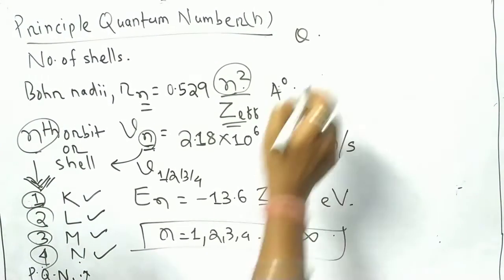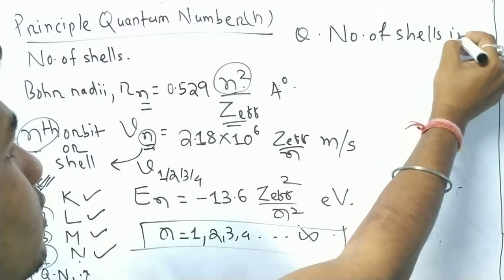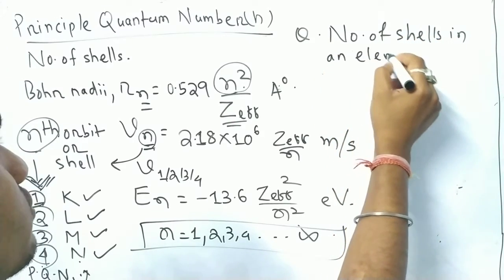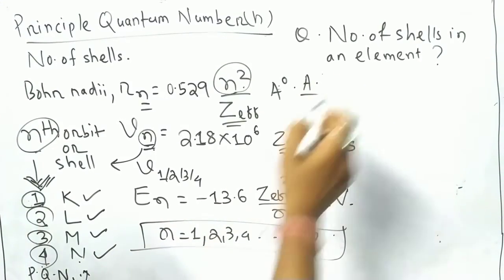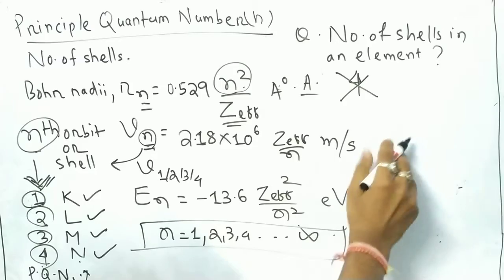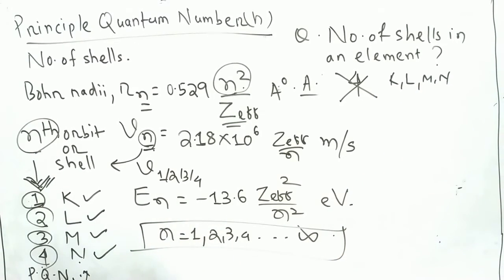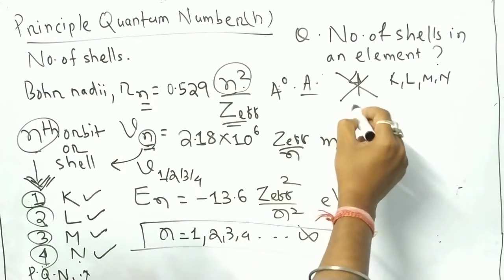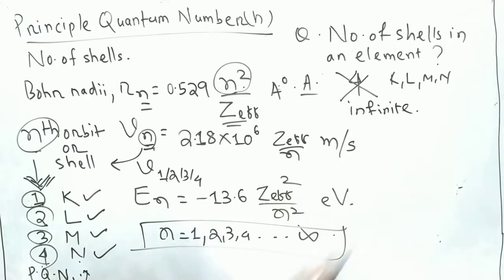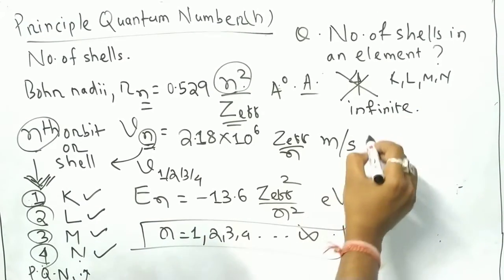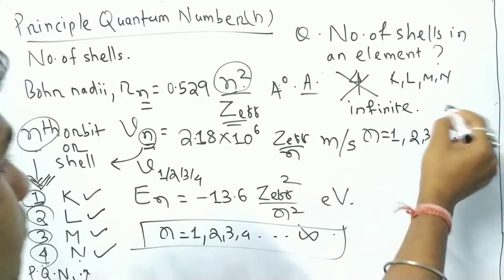Number of shells in an element. What is your answer? You can't say 4, even though you already studied K, L, M, N. Don't say that. The number of shells in an element is infinite. The answer is infinite, because the n value starts from 1, 2, 3, 4 up to infinity.